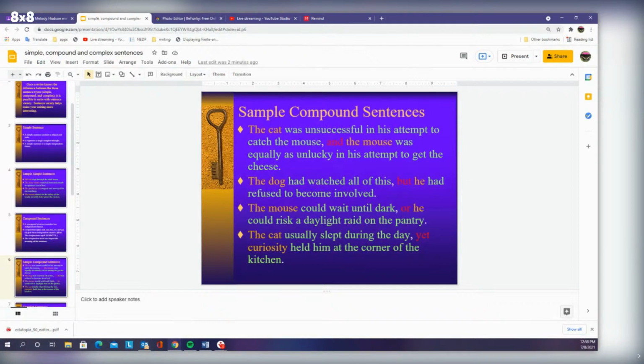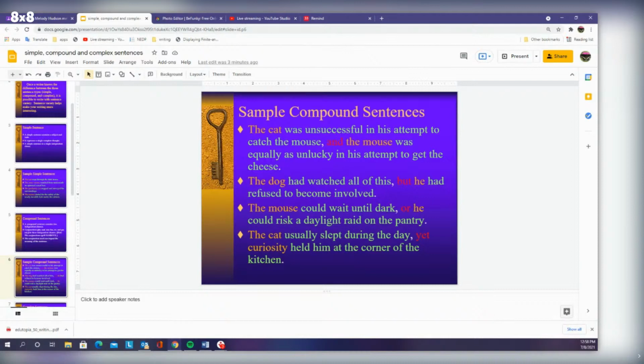This is a sample compound sentence joined by a conjunction. The cat was unsuccessful in his attempt to catch the mouse, and the mouse was equally unlucky in his attempt to get the cheese. So our joining word is and, right? And we've got two sentences that could actually stand on their own. The cat was unsuccessful in his attempt to catch the mouse, period. The mouse was equally unlucky in his attempt to get the cheese. Two, they could stand alone.